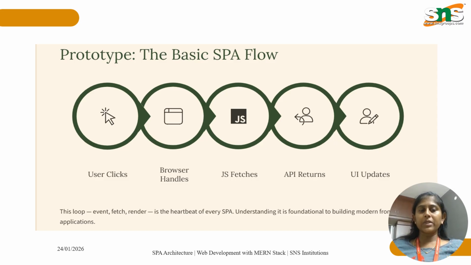And the third step is fetching data from APIs. So the application sends an API request to the server. The server returns only the required data. And step 4, UI updates dynamically. So the page updates only the affected section without refreshing the entire web page.